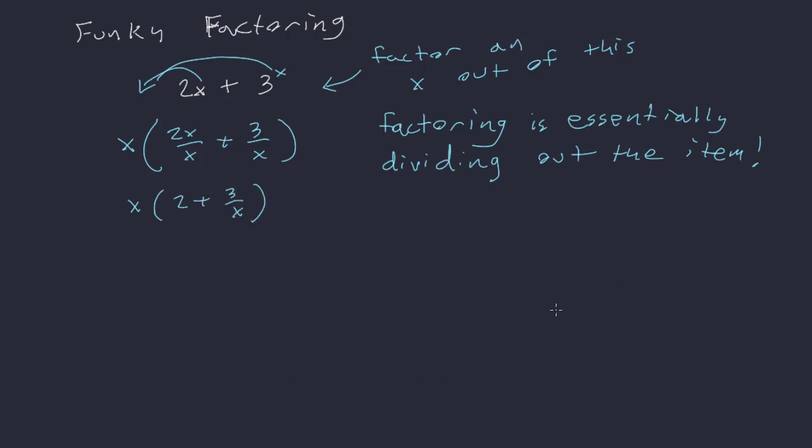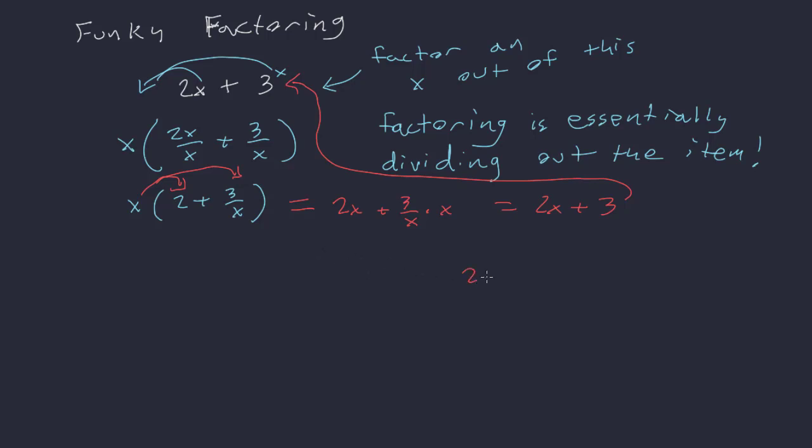Now, how do we know this actually works? Well, if you distribute that x back through, you end up with 2x plus 3x times x, which is 2x plus 3. That is right where we started. Okay, it turns out that factoring is just a form of division, right?